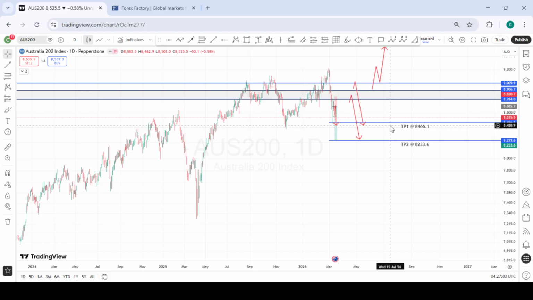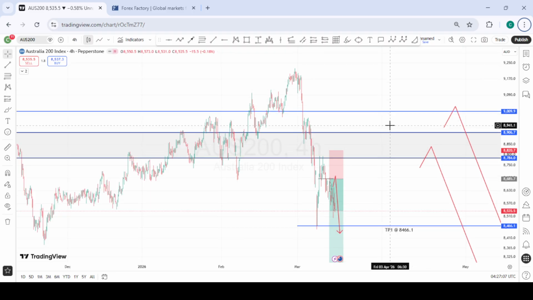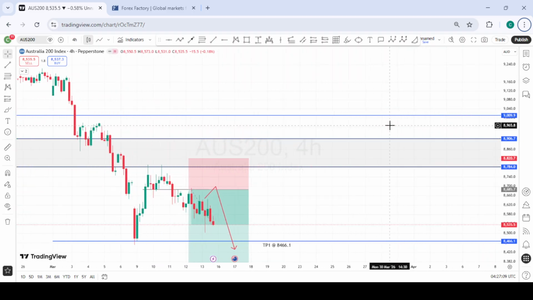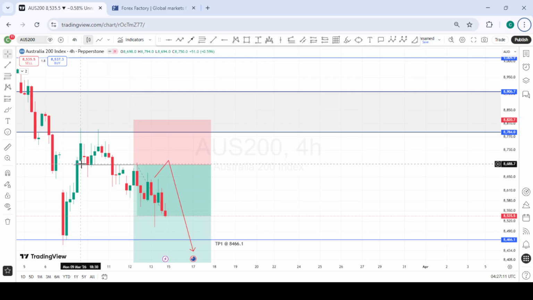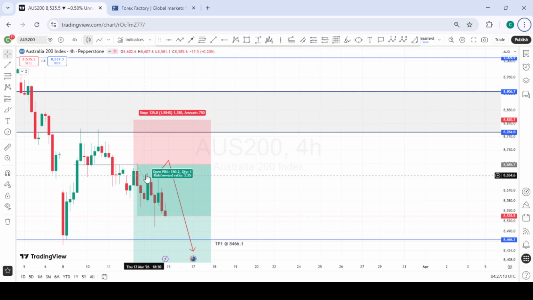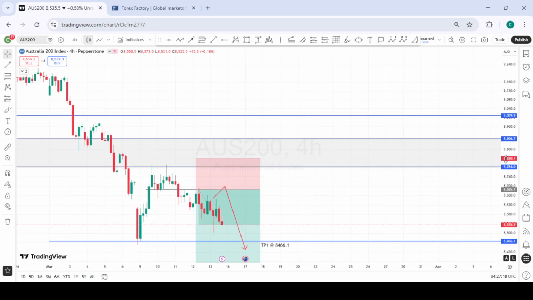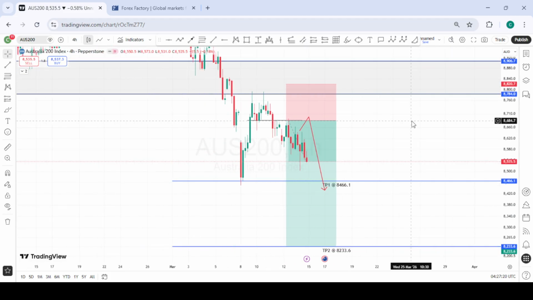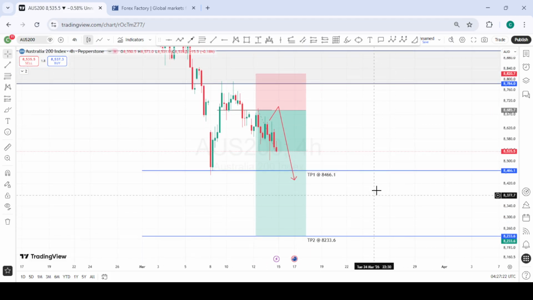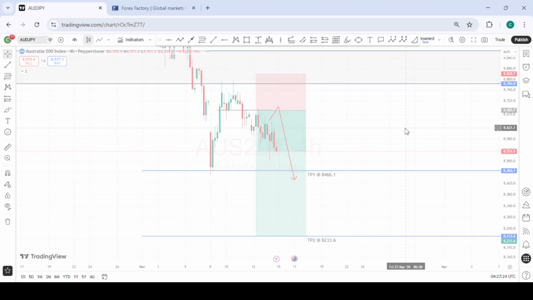This is Australia 200. So we were able to catch this position as well. So we anticipated that price was going to pull back into this to retest this 4-hour structure. It came back, retested, and price is currently moving in our direction as we anticipated. So we'll be holding on to this position for the coming weeks until it hits our desired target.